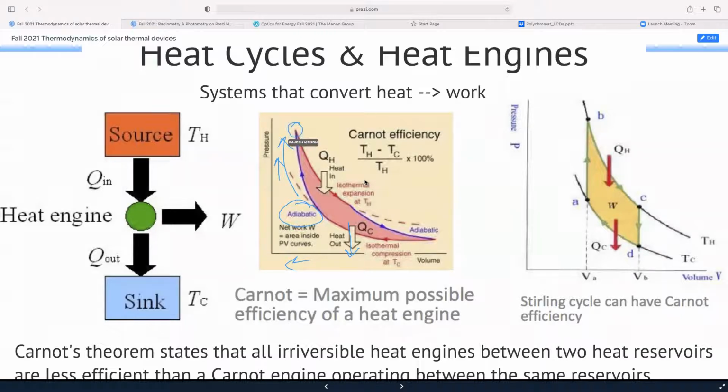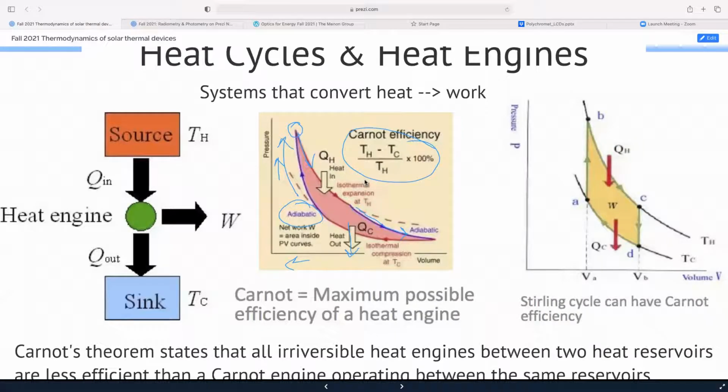Then once you're here, you allow the gas to expand. In this case, there's an isothermal expansion happening at a particular temperature, TH, and heat is brought into the system. That's the QH. Then you have an adiabatic expansion here, where you allow the temperature to change. It cools down as it expands. So you have 4 stages to the cycle, but the idea is that it's a cycle. It ends up where it started from. And the efficiency is defined by Carnot.